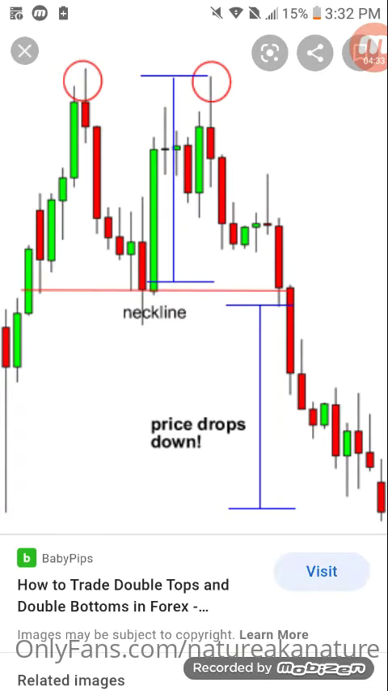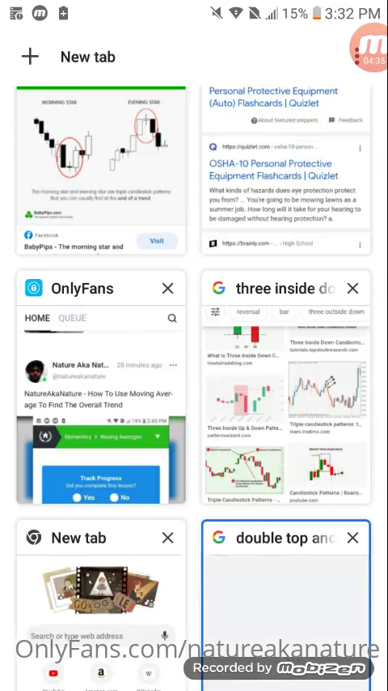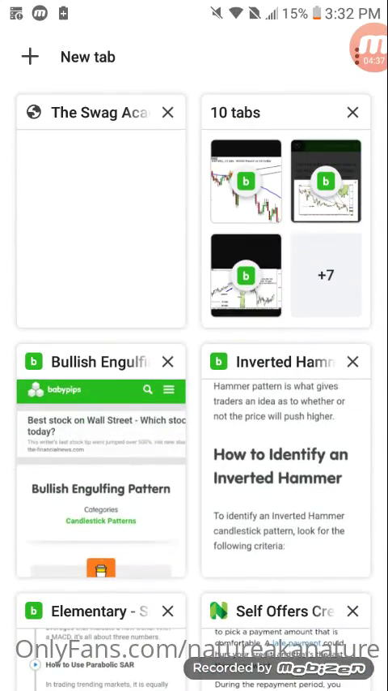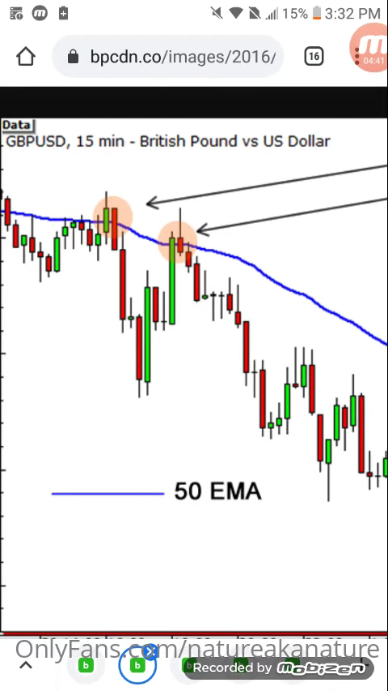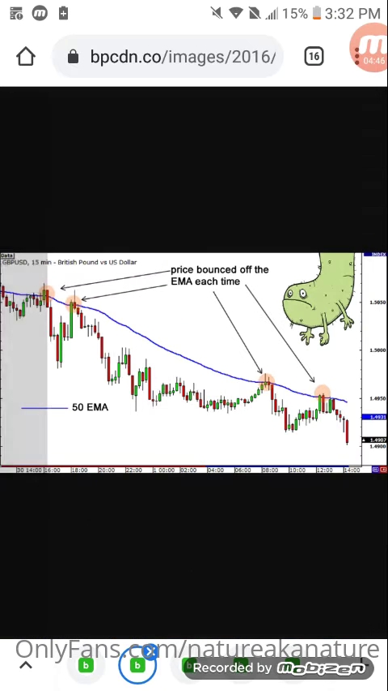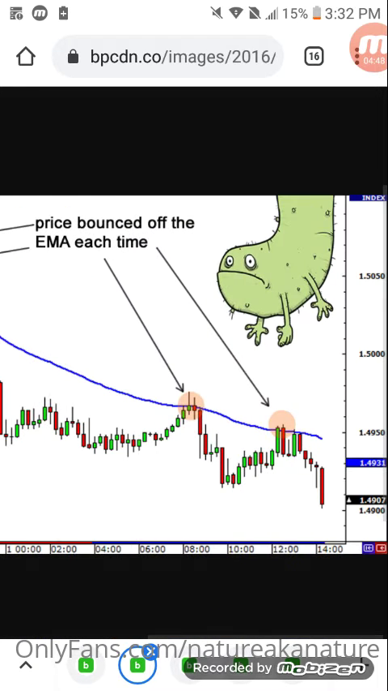It's the same example as in this picture. I just wanted to show you guys this. This double top right here made the same exact picture. Then after that, price drops down. It made a double top, also making another double top around here. Price made another double top, and then continued dropping back down.